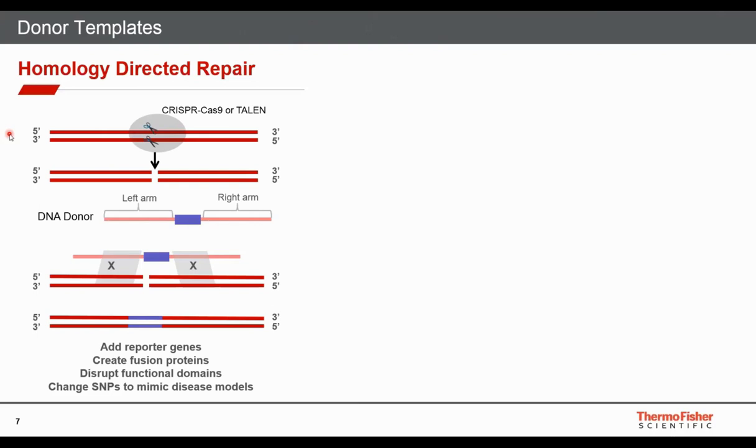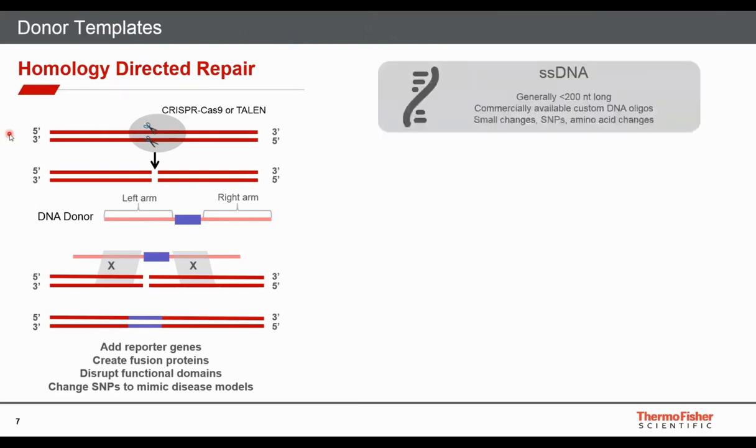And for this, there's a number of different types of donor templates that a scientist could choose to use. The first is single-stranded DNA. These are generally less than 200 nucleotides long, and this is due to the synthesis limit that we see for commercially available custom DNA oligos. Those generally cap out at 100 nucleotides, and some vendors are able to get that up to 200 nucleotides long. These single-stranded DNA donors are used to cause small changes, such as SNP changes or amino acid changes, or small deletions in the genome.